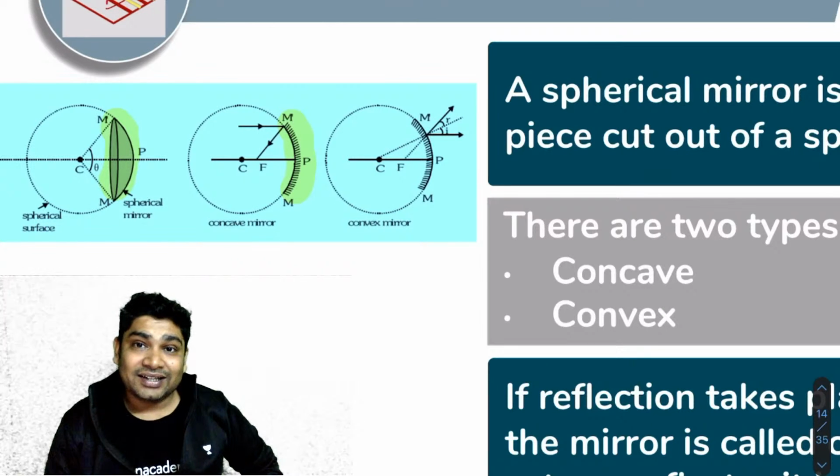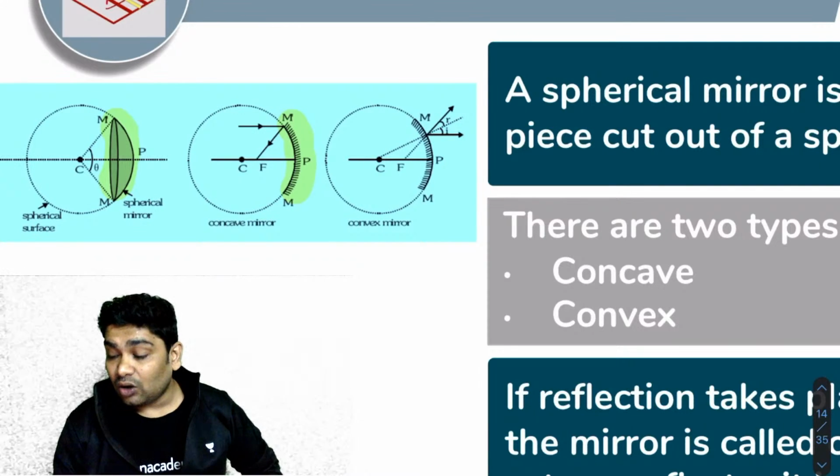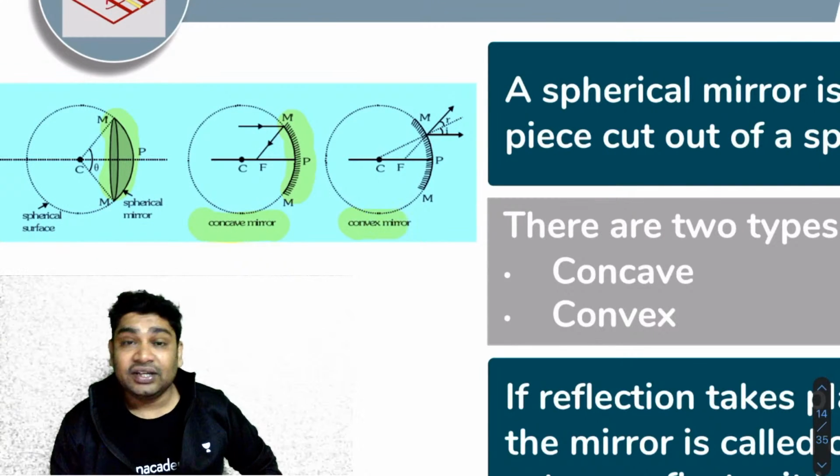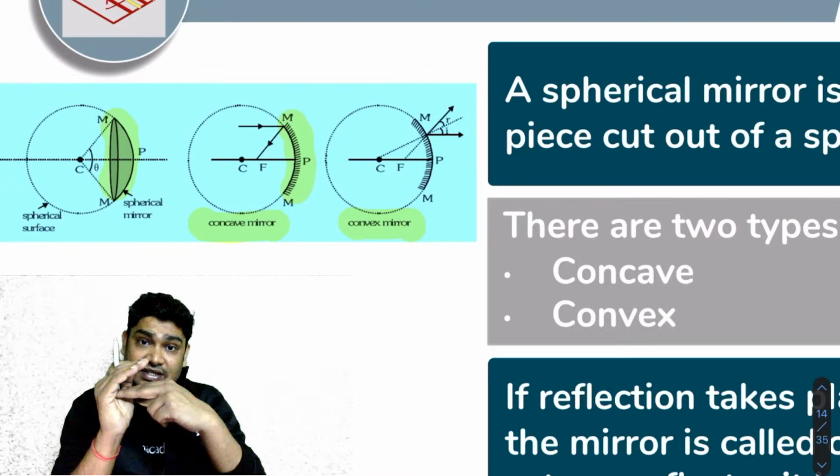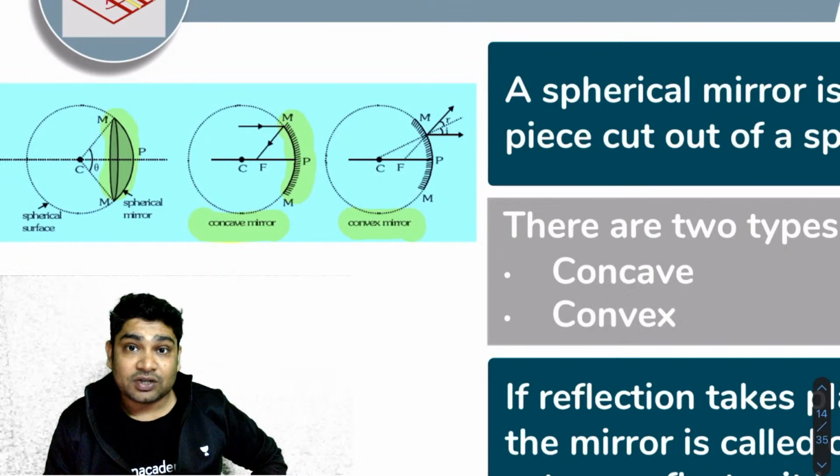Depending on from where the reflection is happening, you can have two kinds of spherical mirrors. So these are concave mirror and convex mirror. If the reflections are happening from the inner surfaces, then such a spherical mirror is called a concave mirror.